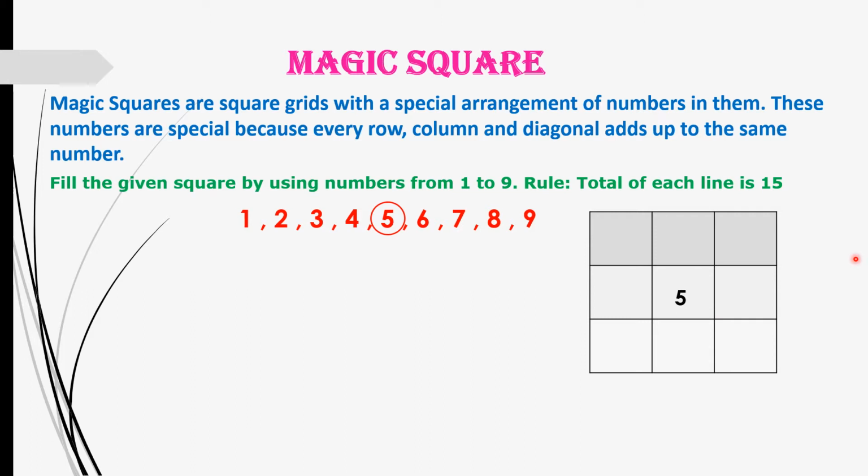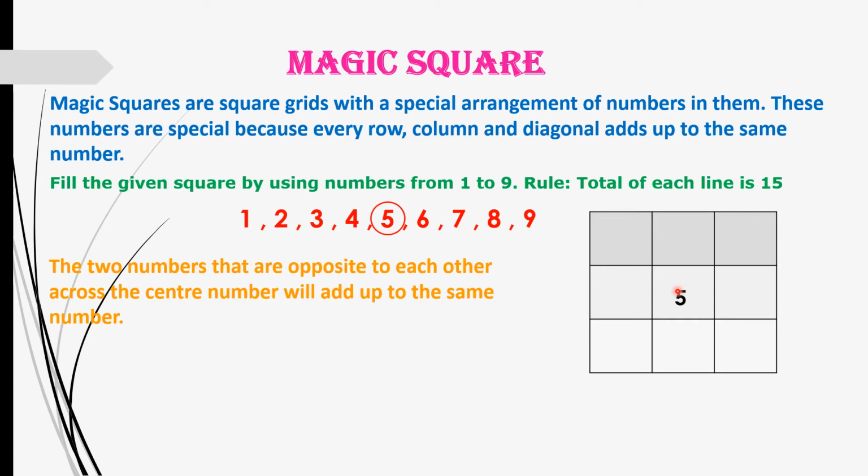And what is the trick? The two numbers that are opposite to each other across the center will add up to the same number. Okay, how? Like if I am having 5, I will just multiply the number which is in the middle with 2. This is rule 2, you can say. So I multiply 5 with 2 and I'll get 10 as the sum. So when I write any number just beside the center, the opposite number should give me, these two numbers will give me the sum as 10.